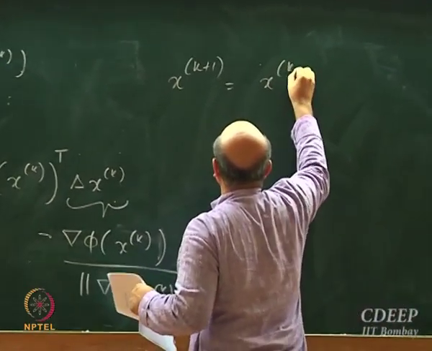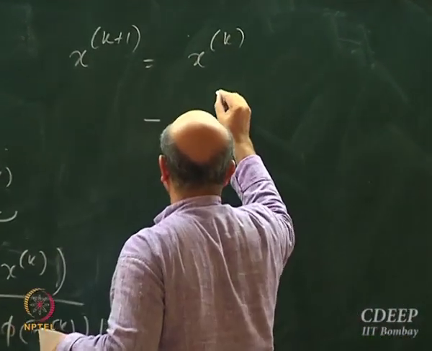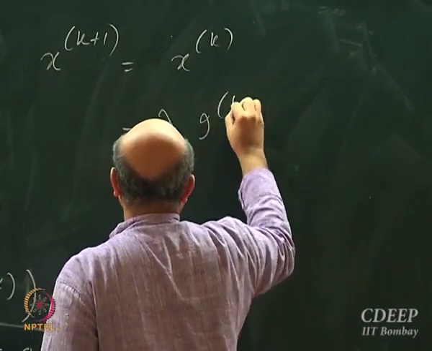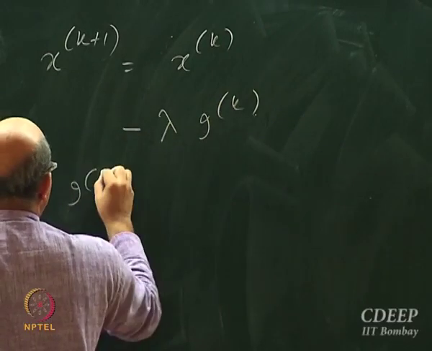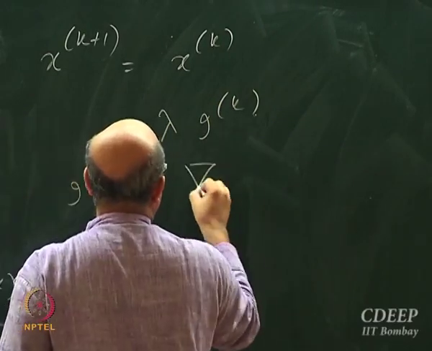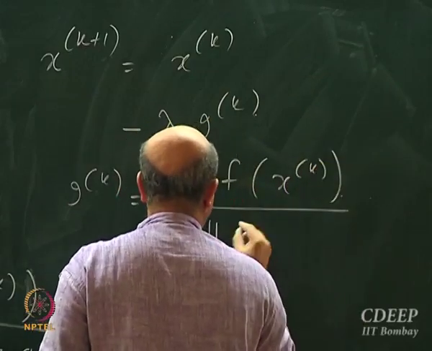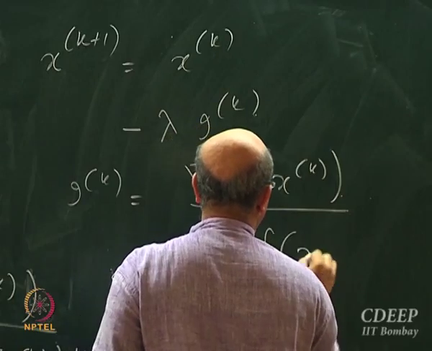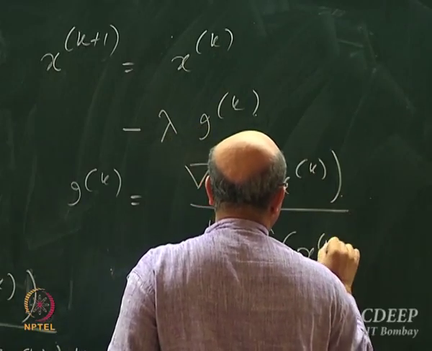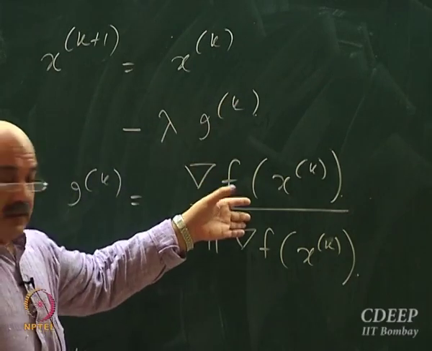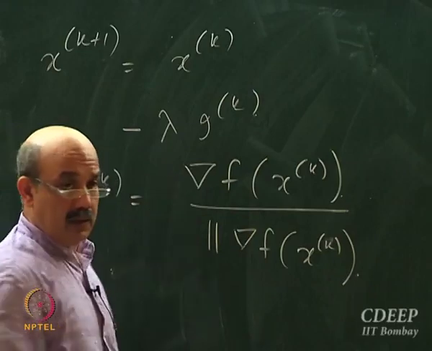So to find xk plus 1, I am going to take xk and minus, negative of the gradient direction. So lambda gk, where gk is nothing but grad f xk by norm. Okay. Is this fine? This is the direction. Okay? This is the direction.